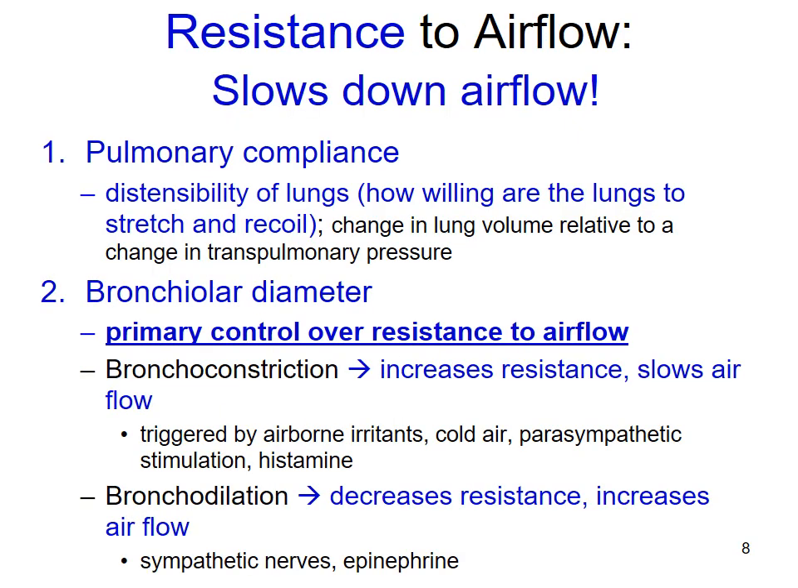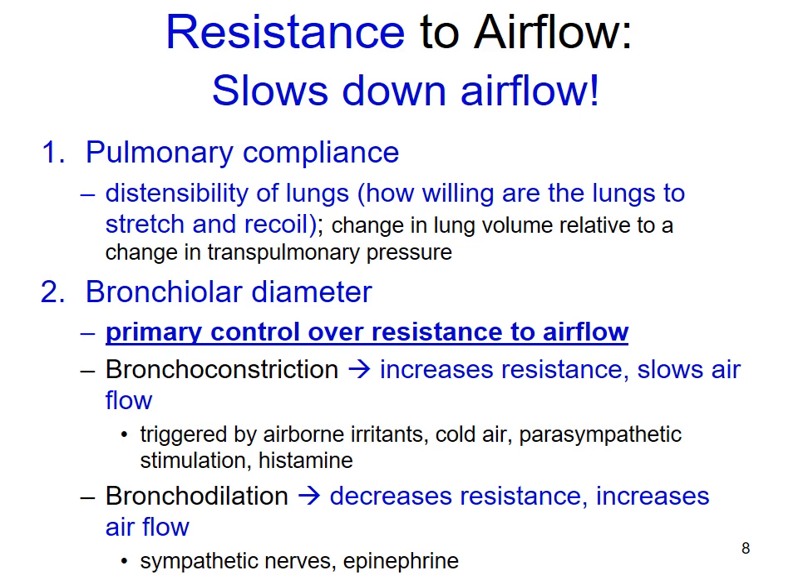The next thing that I want to discuss with you is resistance to airflow. Now, resistance is anything that's going to slow down airflow. And it turns out that when you take a look at your breathing pattern, there's going to be three things that are going to contribute to resistance.